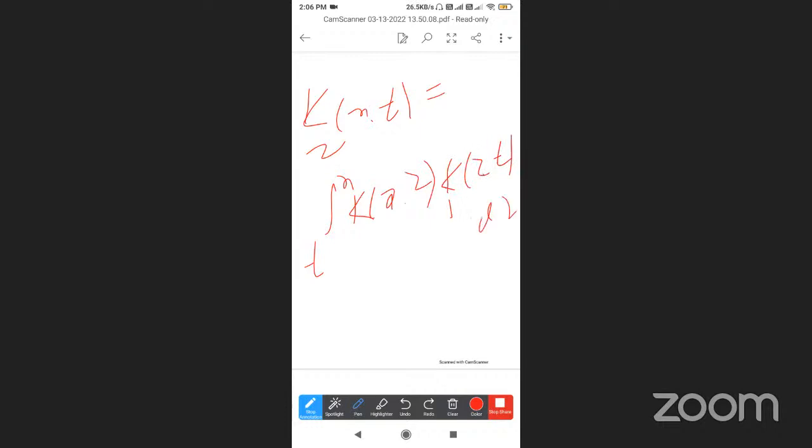So what is k1 of z comma t? It is 1 of k. The limits are t to x, so 1 into dz, and the integral of 1 dz is z.